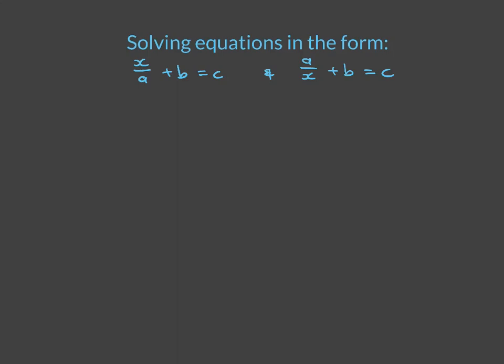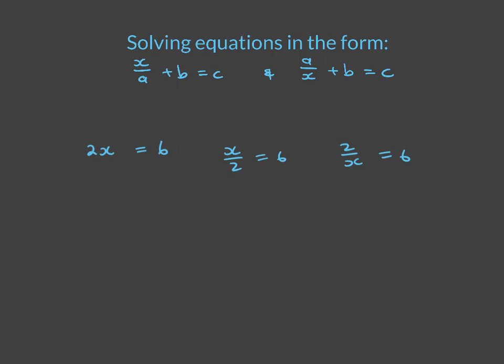So in the previous video, you looked at equations like x over a plus b is equal to c. So x was on the numerator, but we had some fractions, right? What we're now going to look at is when x is on the denominator. How does that change an equation, and what should I do? All right, hope you enjoy.